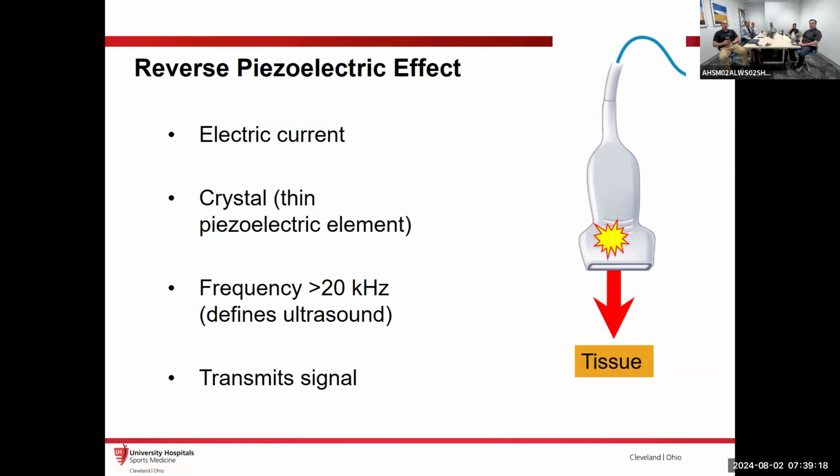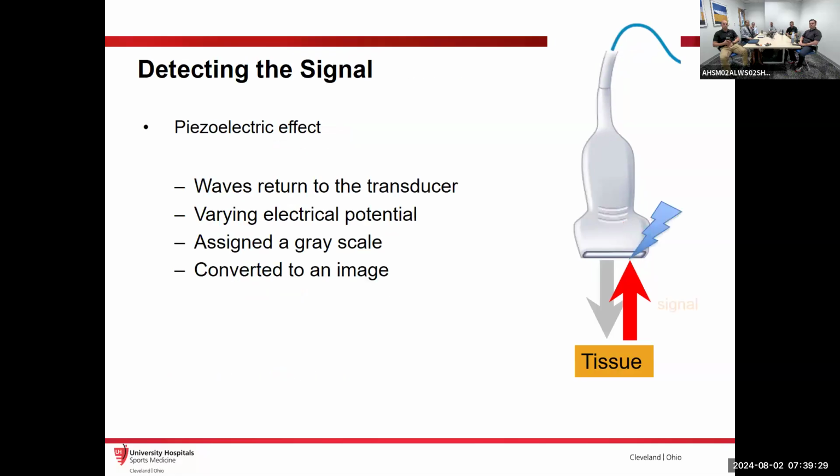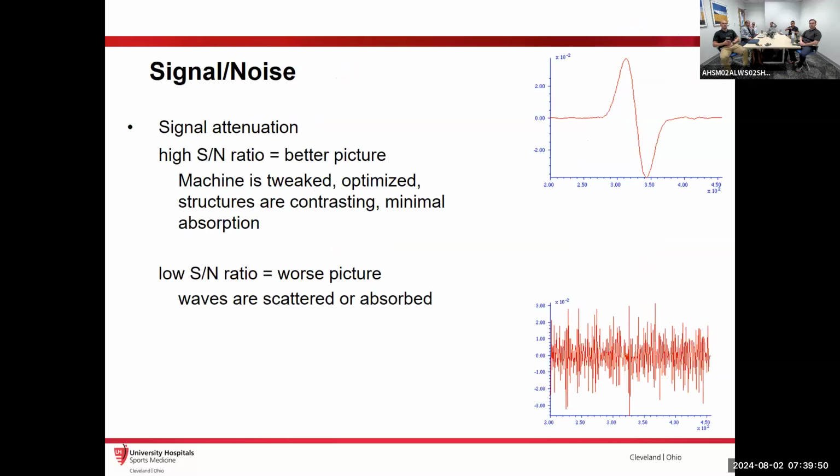So the crystals are very thin, and there's a piezoelectric element there. The frequencies are going to be greater than 20 kilohertz, which defines ultrasound, so you can't hear it. It transmits the signal down into the tissue. The piezoelectric effect is what is detected by the signal coming back. As the waves return to the transducer, you get varying electric potentials assigned to grayscale, and it converts it to an image. So those waves come back, get converted to electricity, and turn into the image that you see. As it comes back, we have the signal to noise ratio or signal attenuation. The higher the SN ratio, the better the picture.